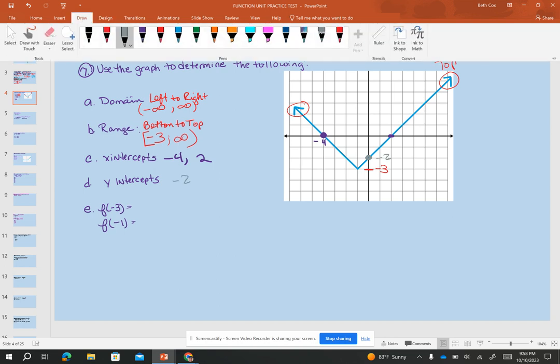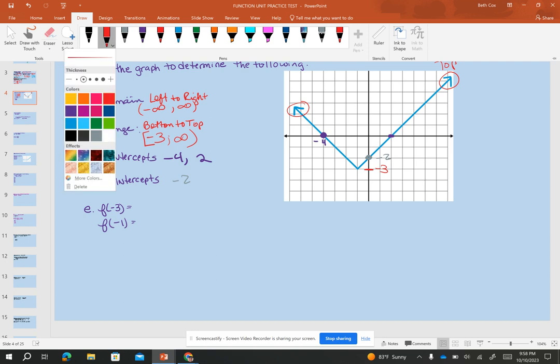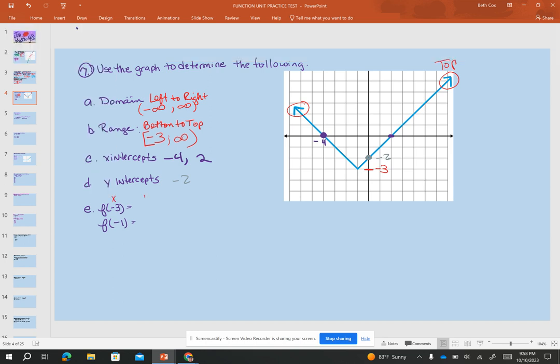Now f of -3 is asking me for the y value associated with the -3. So -3 is the x, and I have to figure out the corresponding y value. So when x is -3, the y value is -1. This point right here is (-3, -1). So x is -3, y is -1.